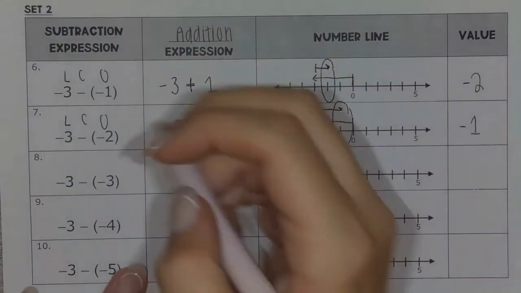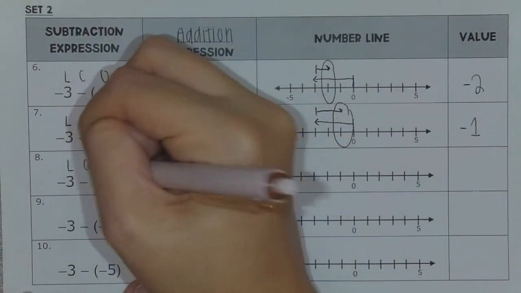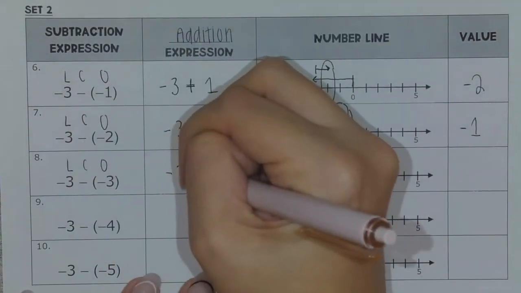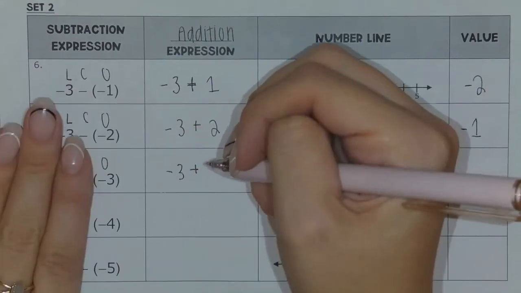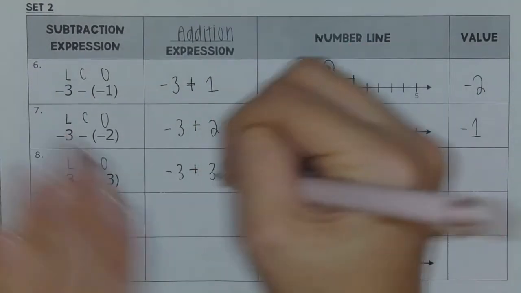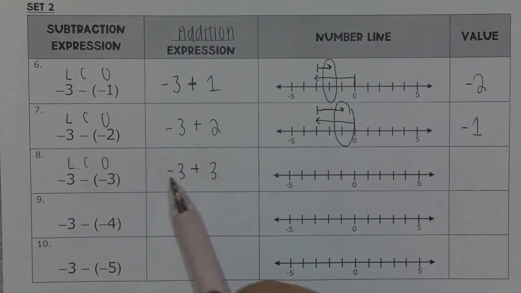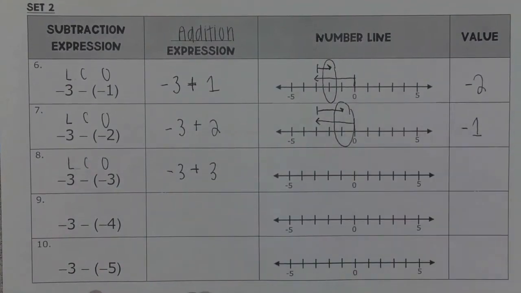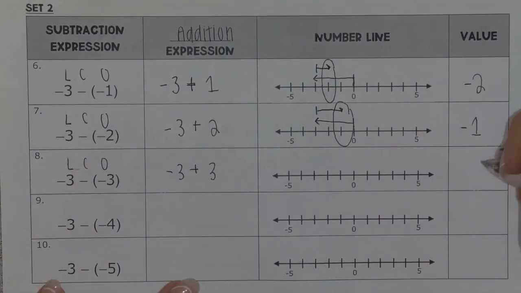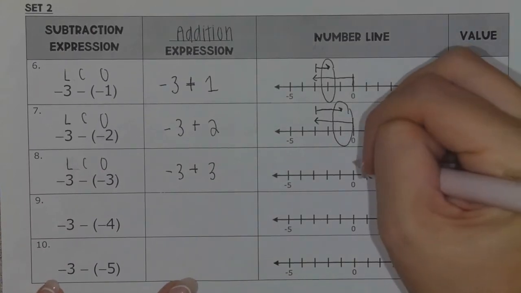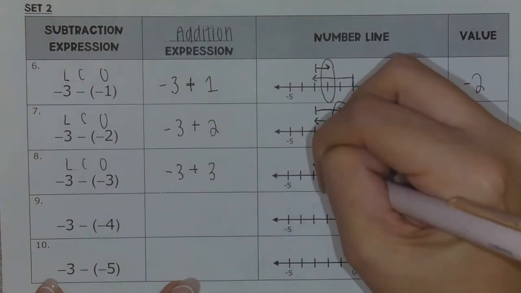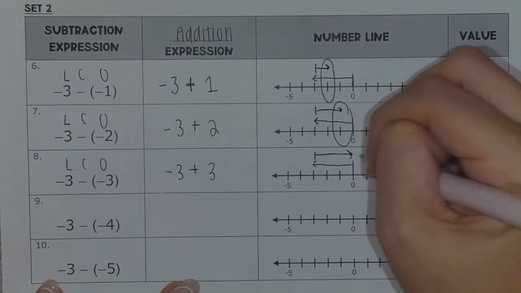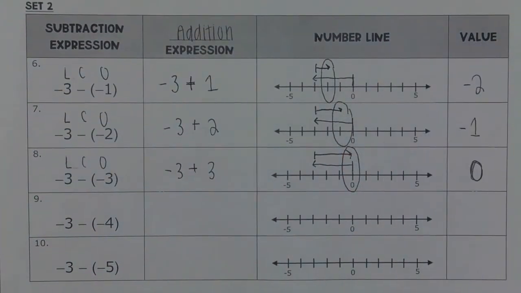-3 minus -3, again, that looks ugly, so let's fix it with LCO. So I have -3 plus, and then the opposite of -3 would be +3. So I have the same amount of negatives and positives. Remember, that's what creates what we call our 0 pairs. So the value of this would be 0. So I'm going to start at 0, move to the left 3 spaces, move to the right 3 spaces, and I end up at 0.